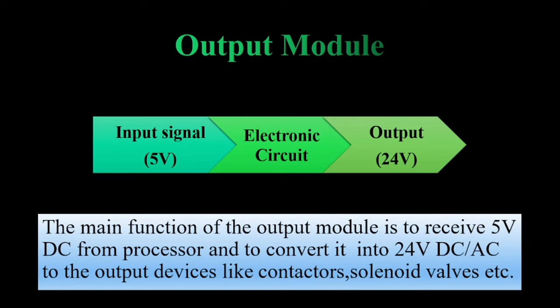The main purpose of converting 5-volt DC to 24-volt AC or DC is that the output devices may be contactors or motors. A contactor cannot be operated using the 5-volt DC we get from the processor. For that purpose, we need to convert the 5 volts into 24 volts. So using this output module, we convert 5 volts to 24 volts. This is the main purpose of the output module.